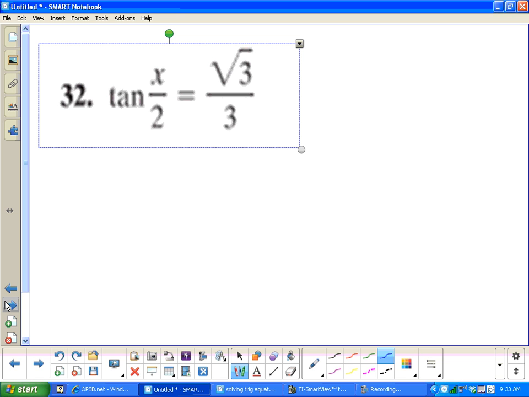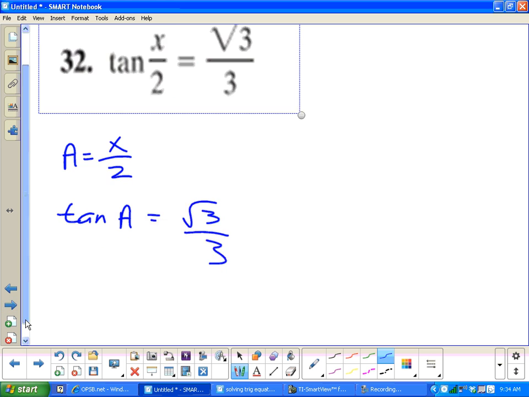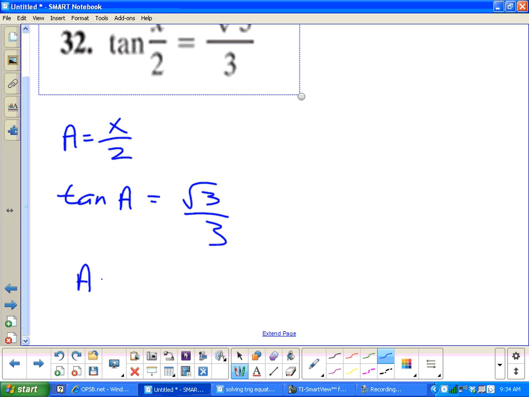All right, let's avoid the problem at first. We're going to let a equal x over 2. So we get tangent of a equals square root of 3 over 3. This one actually works out pretty good. Now, help me out. Where's tangent square root of 3 over 3? Pi over 6 and 7 pi over 6.